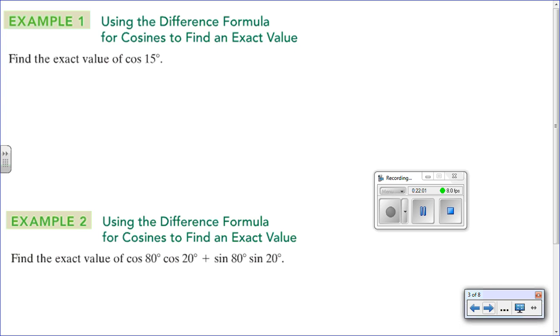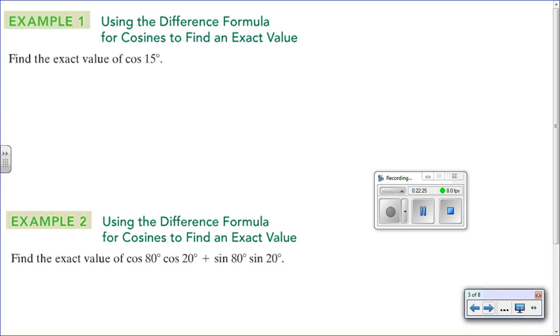All right. Next. How can we use it? It's super easy. Find the exact value of cosine of 15. Can you guys tell me that without a calculator?